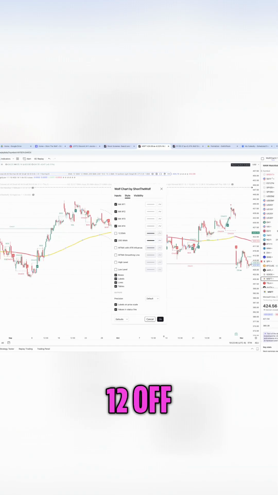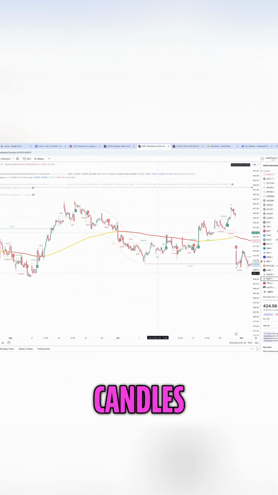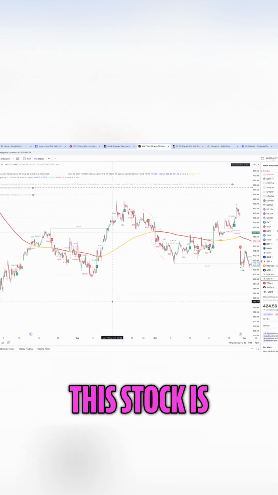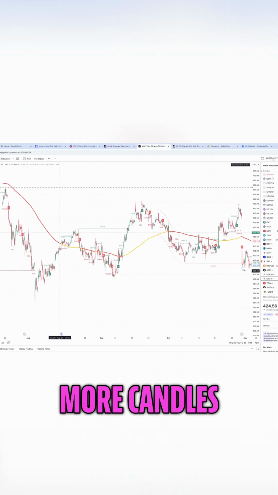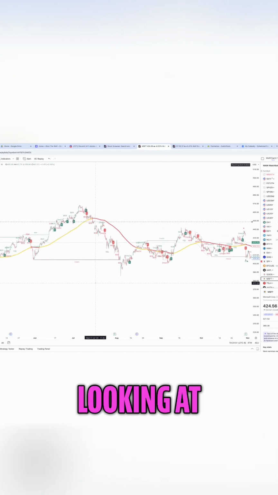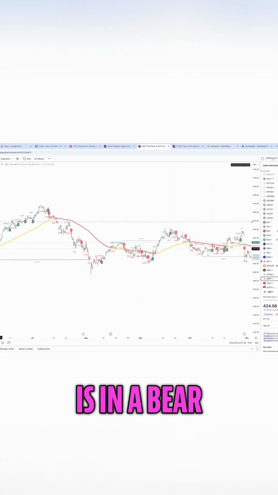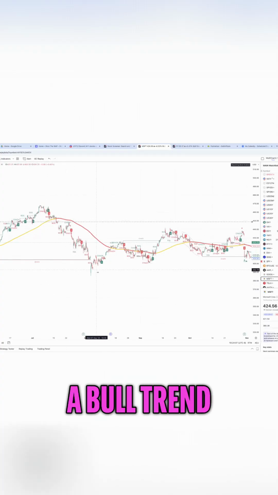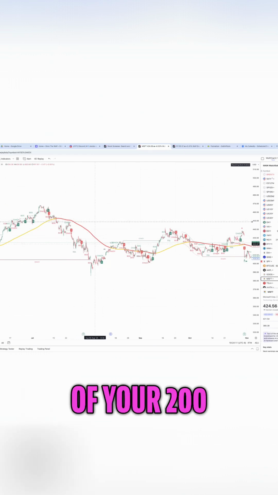So we take the 12 off. The 200 is looking at 200 candles to try to tell us, okay, the stock is in a bull trend or a bear trend. Since it's looking at more candles, more data, we use this as our long-term trend system. So this is when a person says a stock is in a bear trend versus a bull trend, like an overall bear trend or bull trend. You base that off of your 200.